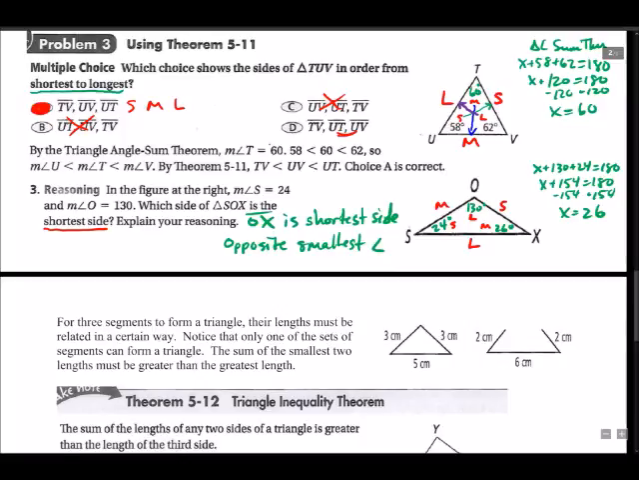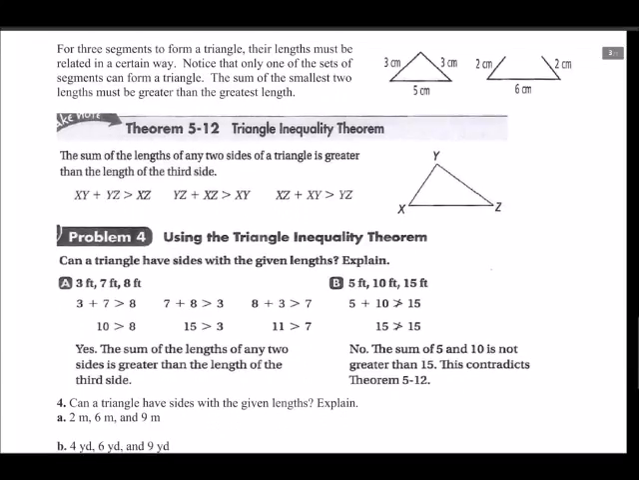So the shortest side is opposite the smallest angle. Angle S is my smallest angle, so I go opposite. If I look across the triangle here to the opposite side, that means that segment OX is the shortest side because it is opposite the smallest angle. So those are fun. Pretty easy to do.